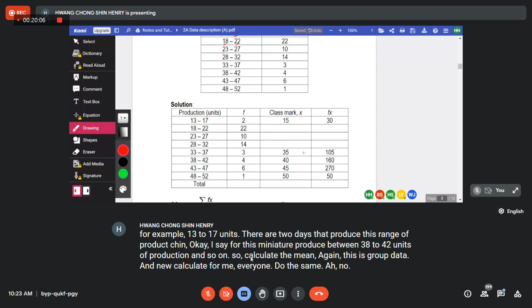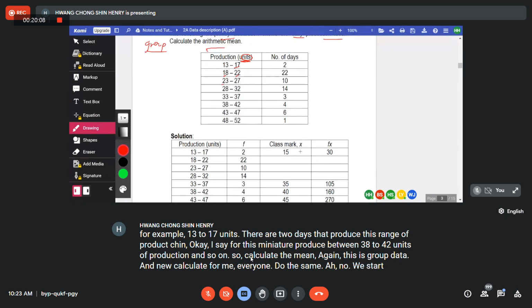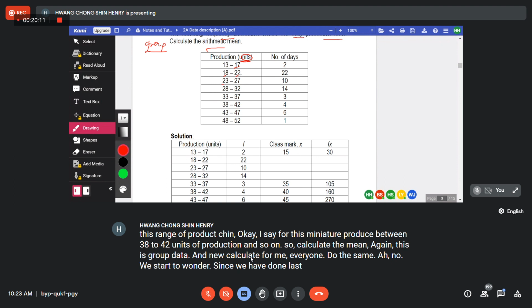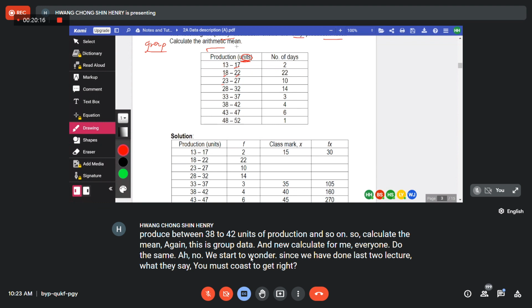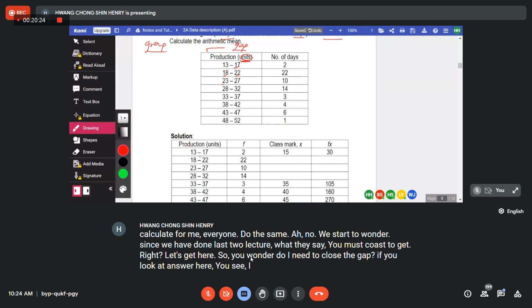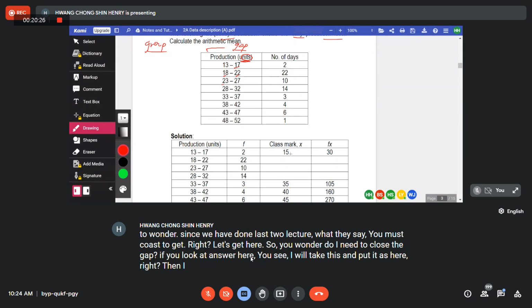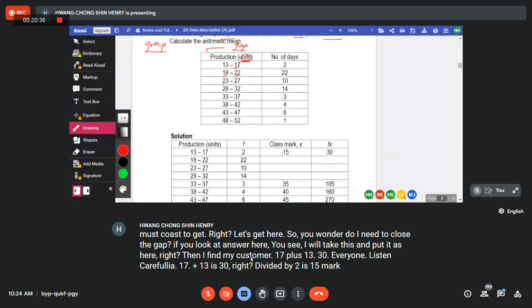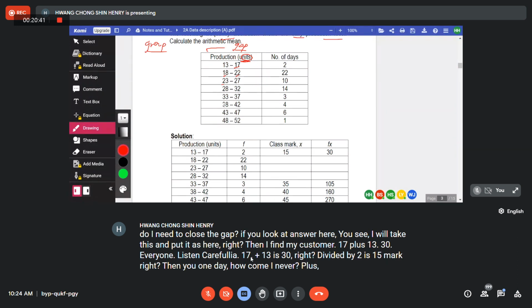Now, we start to wonder, since we have done last two lectures, what did I say? You must close the gap, right? There's a gap here. So you will wonder, do I need to close the gap? If you look at the answer here, I will take this and put it as here, right? Then I find my class mark. 17 plus 13, 30. Everyone listen carefully. 17 plus 13 is 30, right? Divided by 2 is 15, right? Then you wonder, how come I never plus minus 0.5? Because there's a gap here.